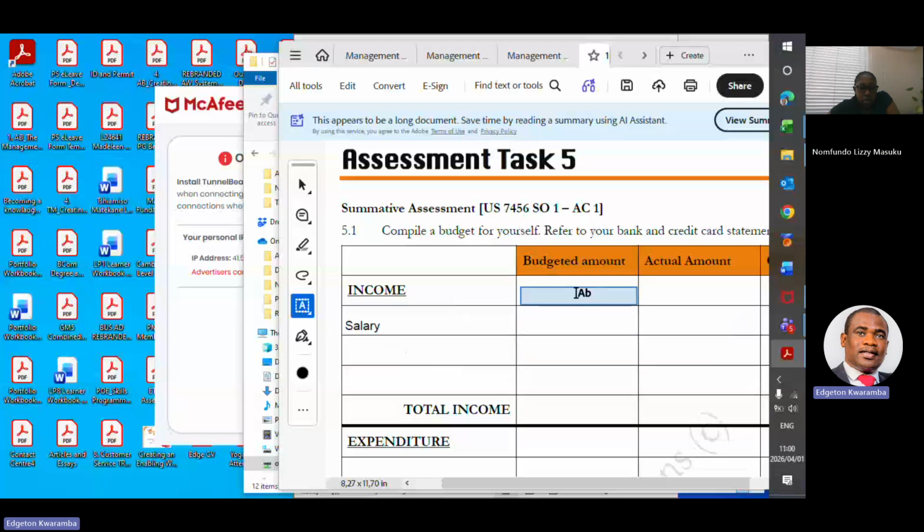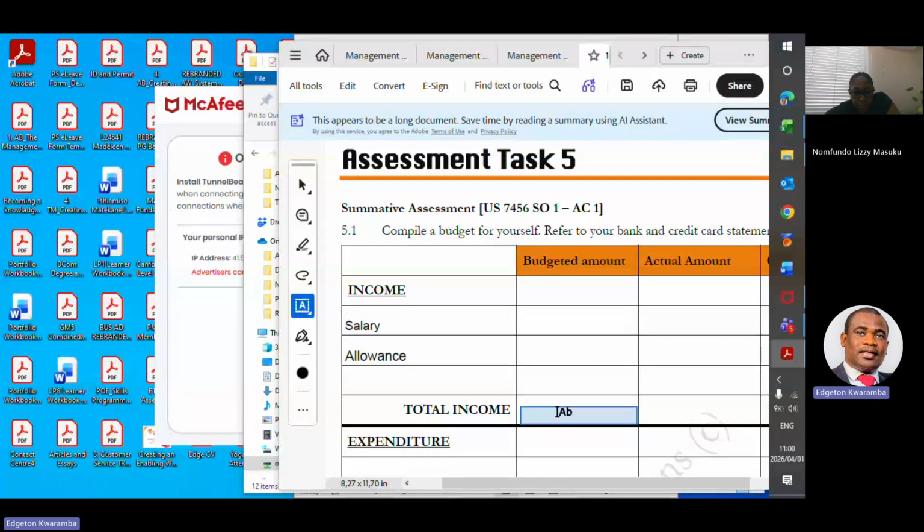Okay, if it's an allowance, I don't know if husbands are still giving allowance these years. They have to. They have no choice. Yeah, they must. Okay, grant, if it is there, then you put a total.